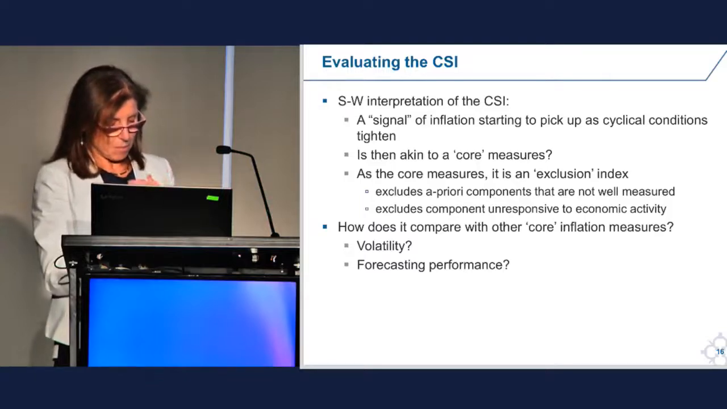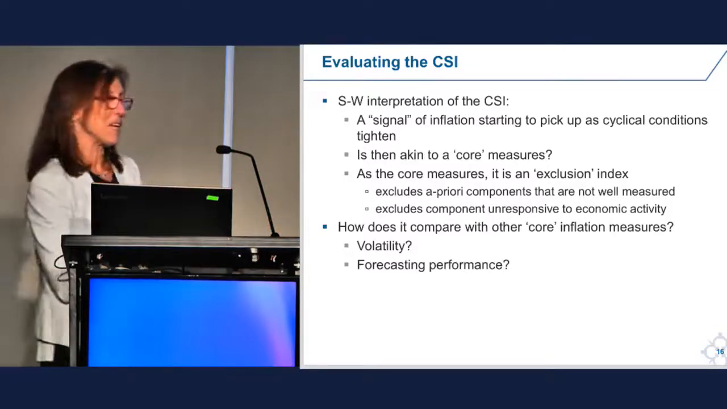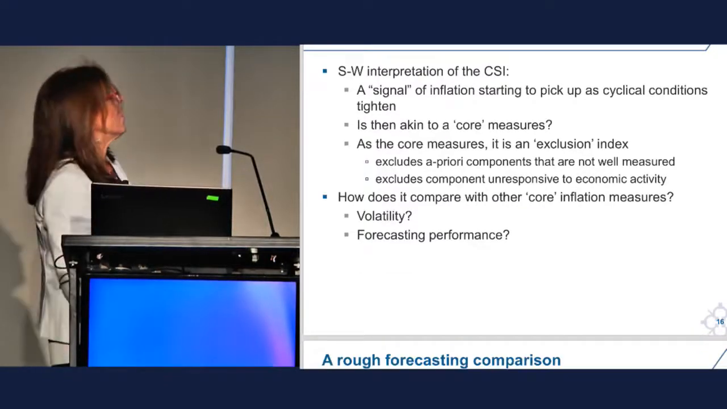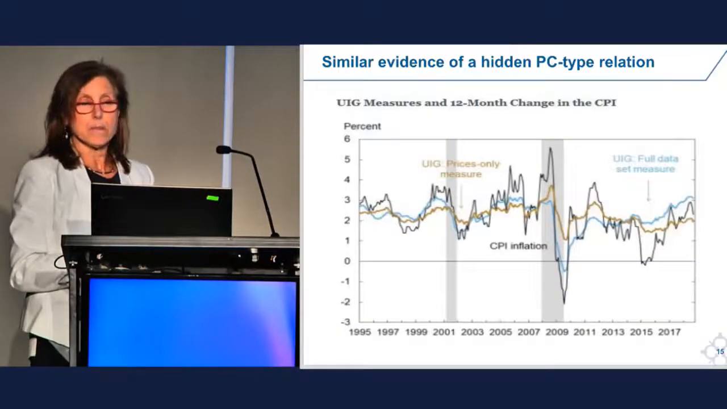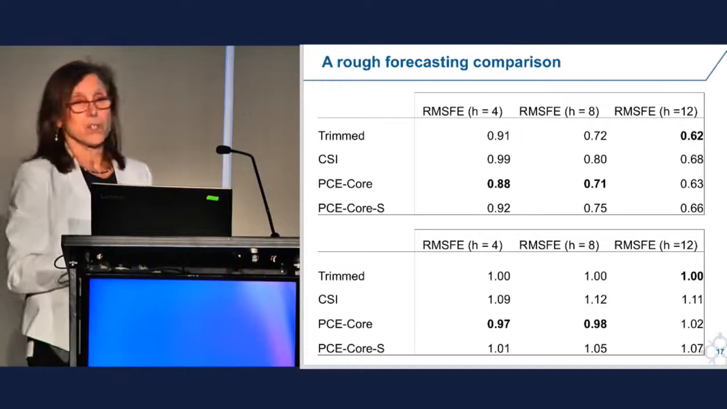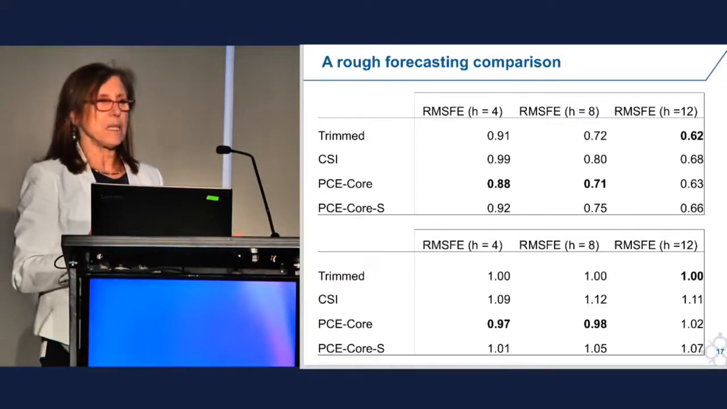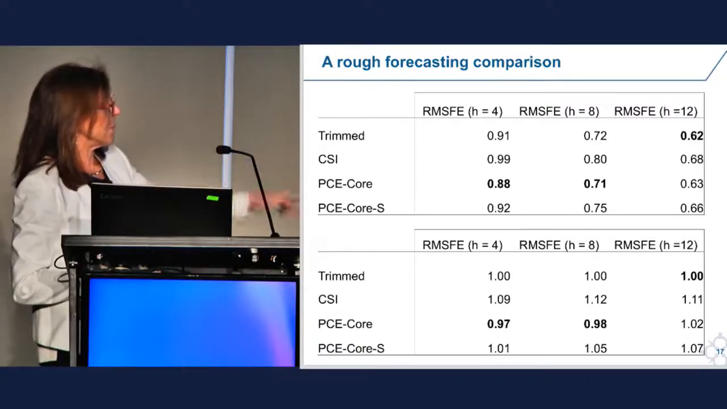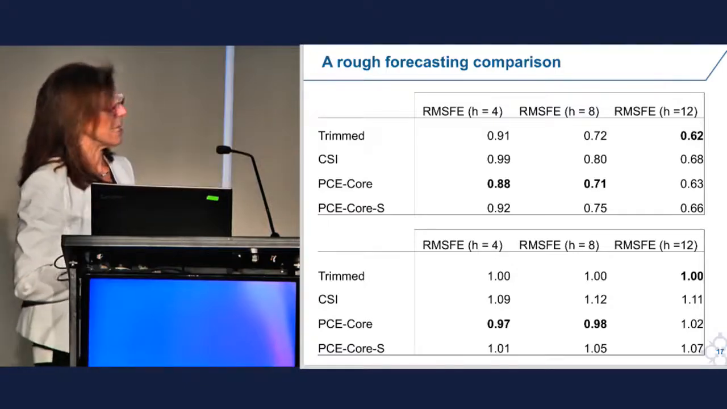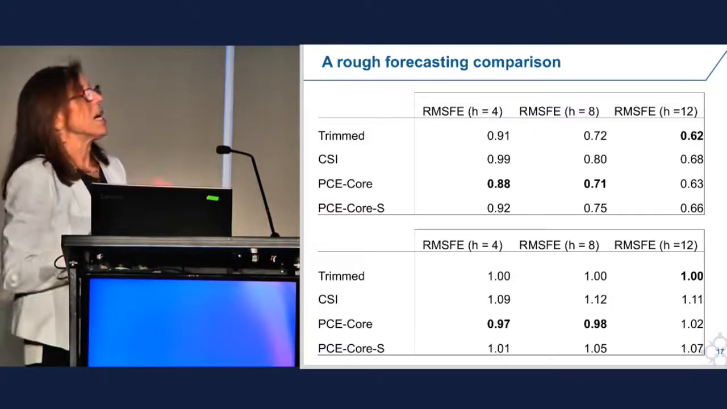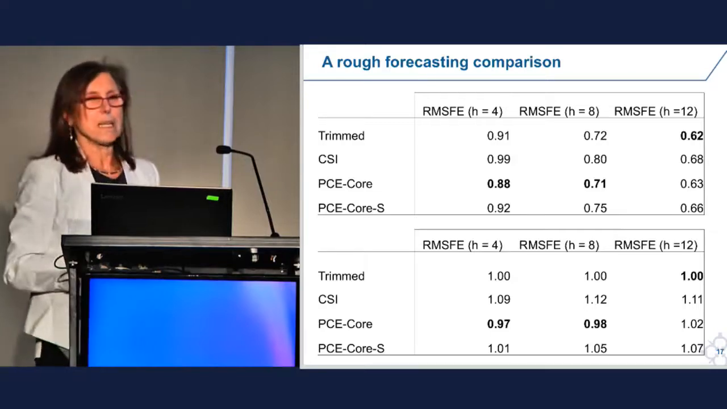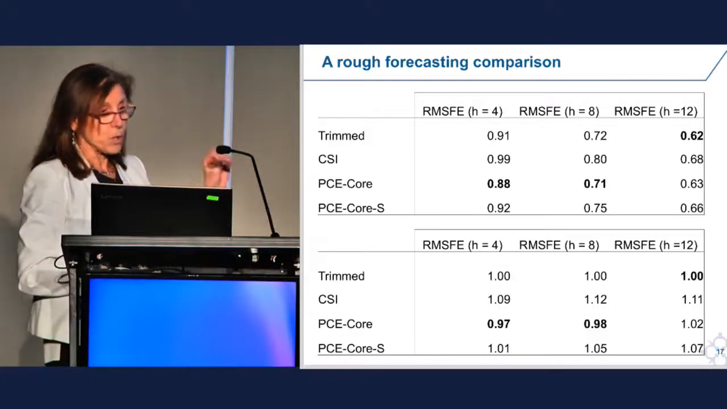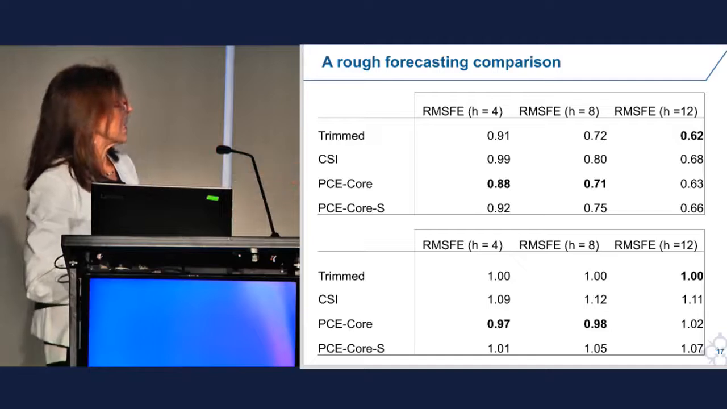I don't pretend to give a lesson in forecasting to Mark, so I do a very rough forecasting comparison of CSI versus PCE core, all core, PCE core services, and the trimmed mean. The Dallas trimmed mean in the US is considered one of the best core measures, okay? So I would focus on the bottom graph, because that gives a comparison with the trimmed mean. I would have expected that CSI would do similarly to the core services, forecasting four quarters ahead, which means a year ahead, two years ahead, three years ahead.